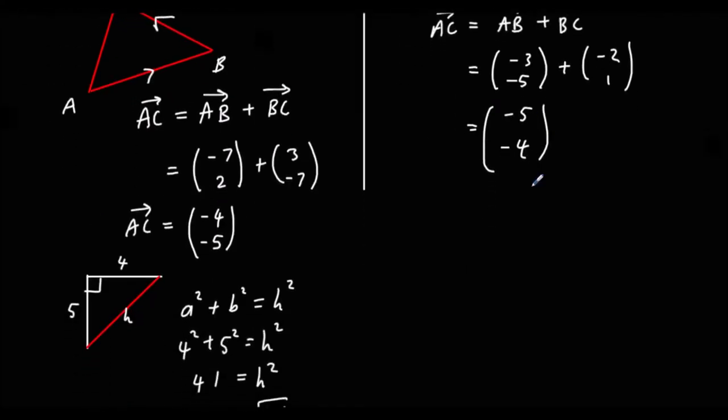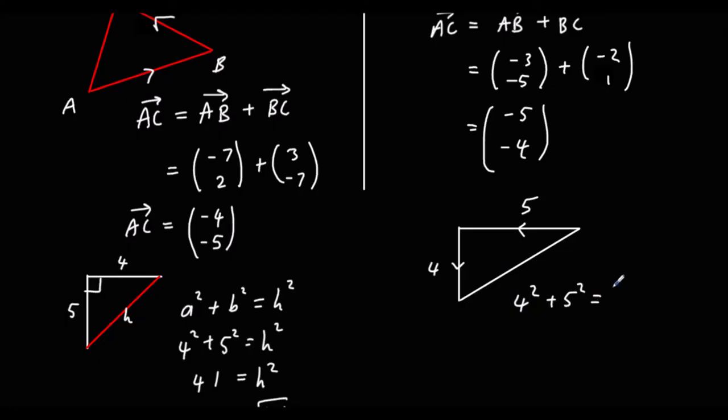So we've actually got the same numbers, but the other way round in our question here. So we're going to get the same magnitude. So we've got -5, -4. So this time we're going 5 left and 4 down, but it makes absolutely no difference to the size of the triangle. So we're still going to get 4 squared plus 5 squared equals h squared, and h is going to be the square root of 41 again.